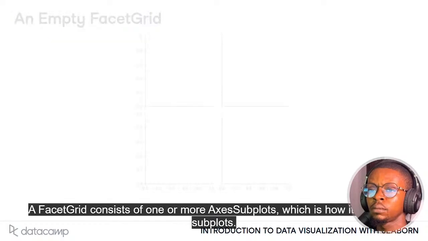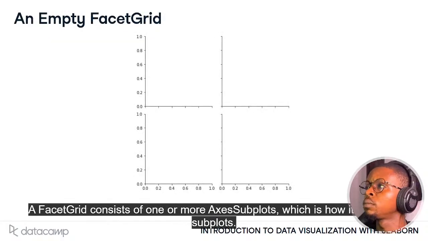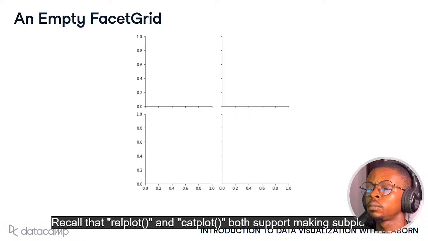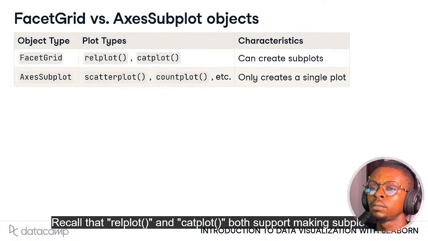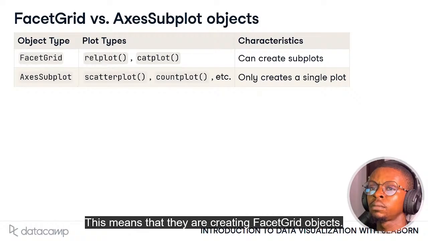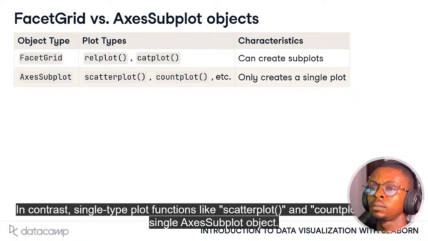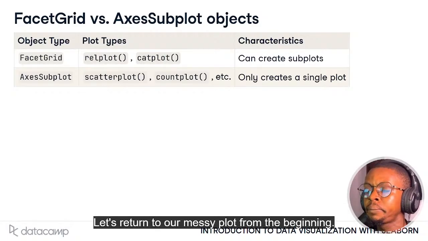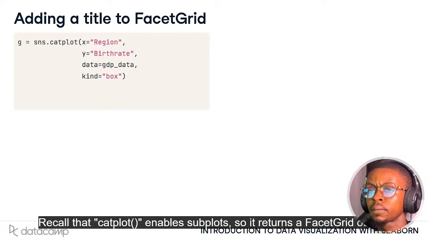A facet grid consists of one or more axes subplots, which is how it supports subplots. Recall that relplot and catplot both support making subplots. This means that they are creating facet grid objects. In contrast, single-type plot functions like scatterplot and countplot return a single axes subplot object. Let's return to our messy plot from the beginning. Recall that catplot enables subplots, so it returns a facet grid object.